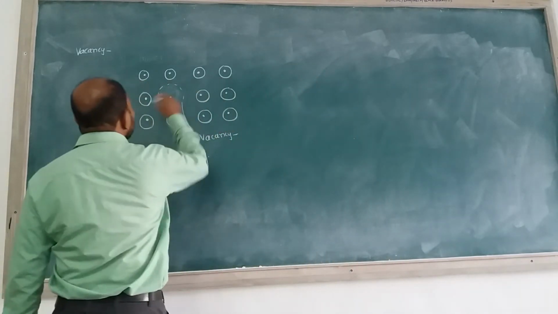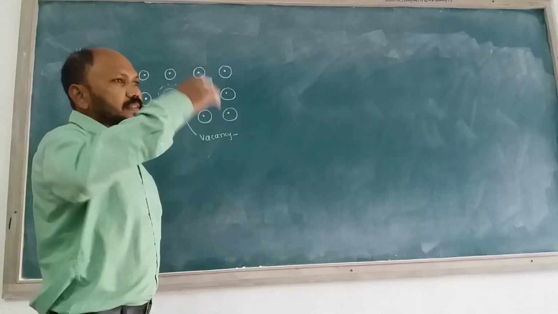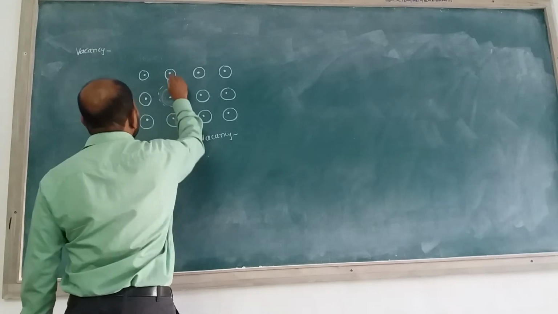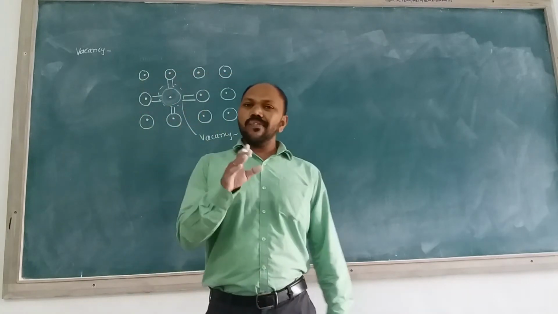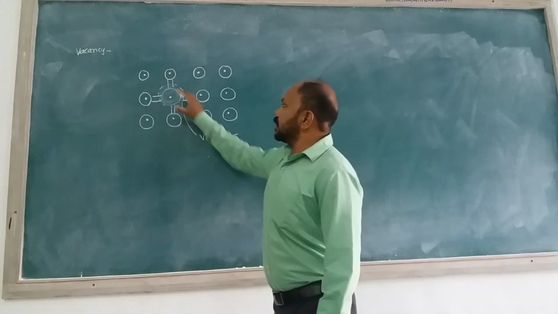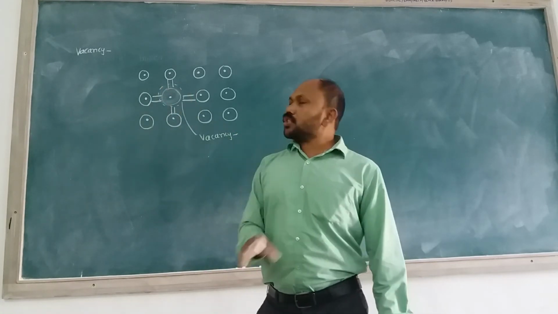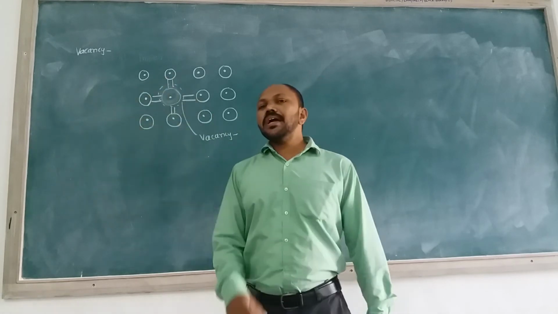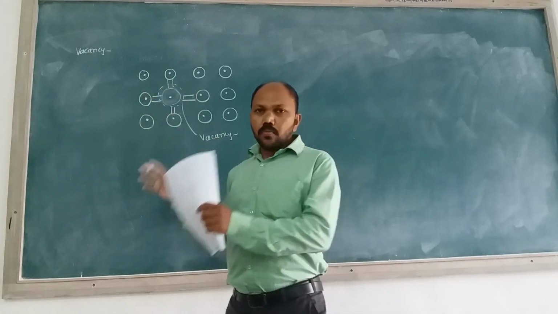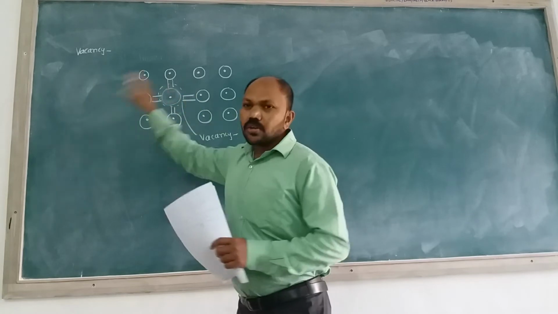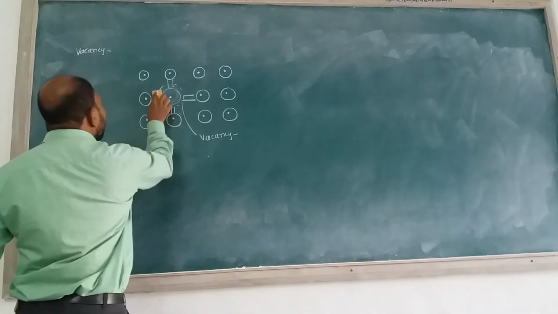If an atom is present here, then this atom is connected to the surrounding atoms, here, here, here, and here. Now, if this atom wants to move from this position, it must gain some energy and overcome these bonds. Only then is it possible to change its position from here to another position, so it is required to break these bonds.